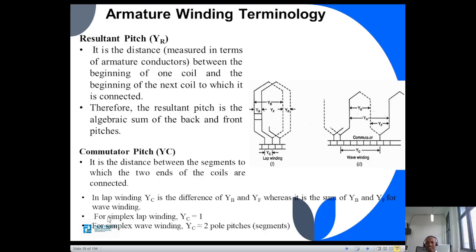In a lap winding, the commutator pitch is the difference of back pitch and front pitch, whereas in a wave winding it is the sum of back pitch and front pitch. Since in a lap winding the coil ends are connected to consecutive commutator segments, the commutator pitch in lap winding is going to be 1, and for a simplex wave winding it is going to be 2 pole pitch or segments.